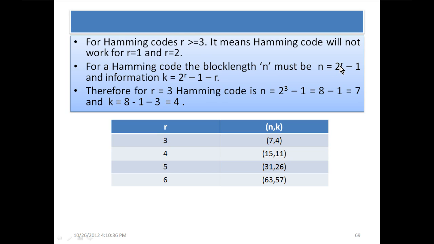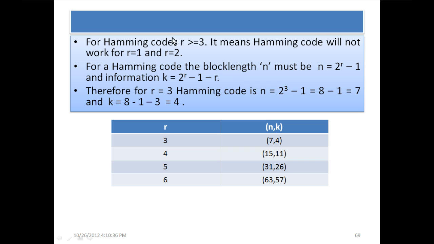So for example, if r is 3, then 2 raised to power 3 is equal to 8, and minus 1 is equal to 7. Therefore, for r equal to 3, n is 7. So why did we consider 7, 4? Because this is the beginning of the Hamming code. You cannot have any Hamming code having r equal to 1 or r equal to 2. So the very first Hamming code is 7, 4.